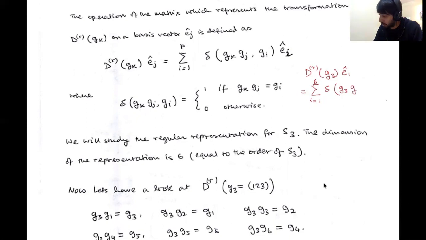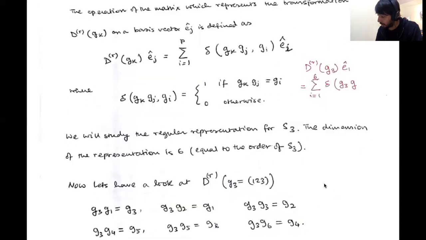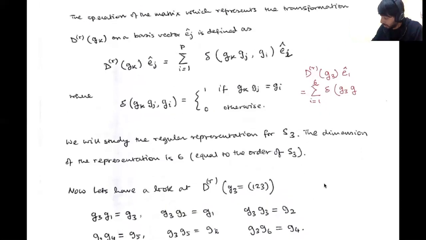GJ. So J is what? J is going to be... So we are looking at E1. So J is 1, and this is GI and summation EI, right? EI. Now G3 G1. What is G3 G1? G3 G1 is equal to, as you see here, G3.